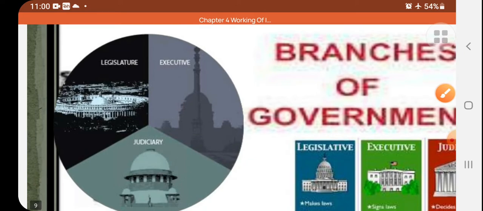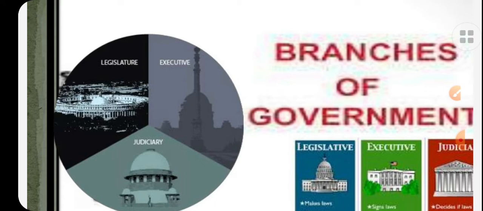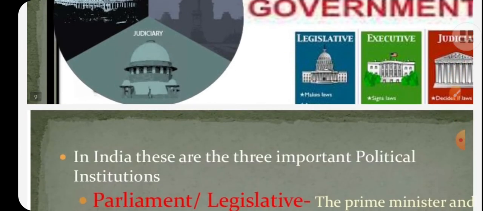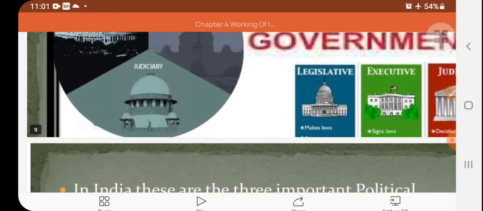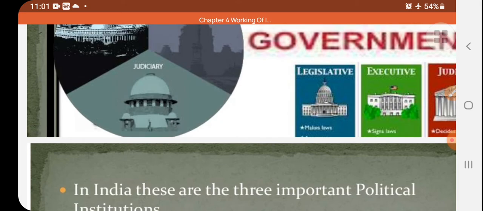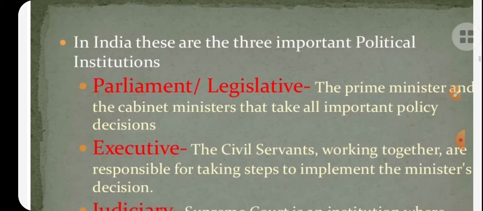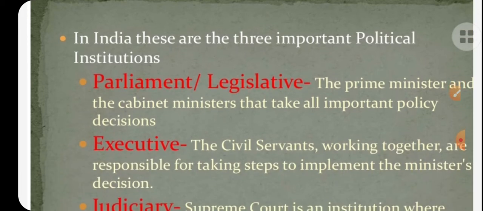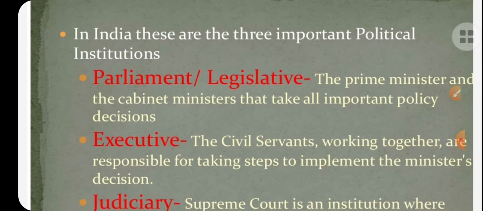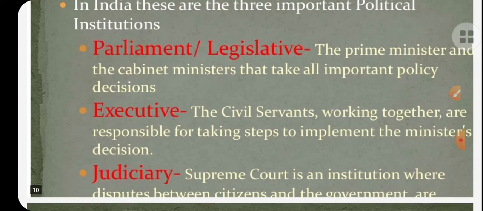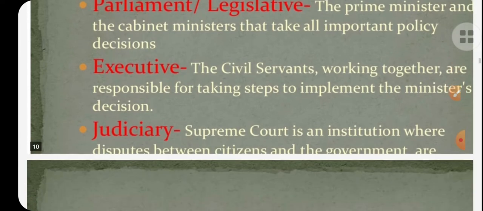Legislative, executive, and judiciary. You can see legislature like parliament, executive like the political executive, that is president, prime minister, and judiciary, that means the institution which provides justice in the country and to the citizen. So in India, these are three important political institutions: parliament or legislative. The prime minister and the cabinet ministers take all the important policy decisions.